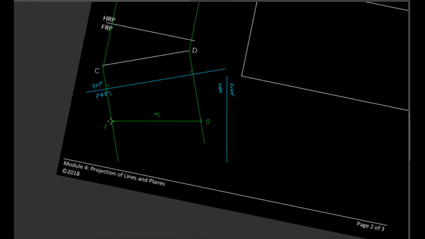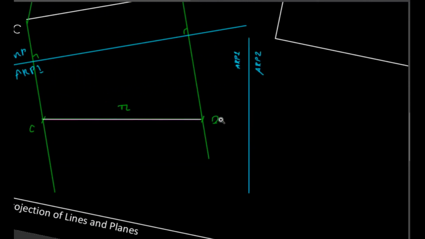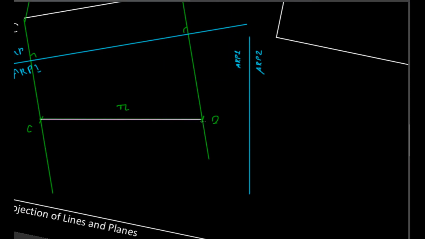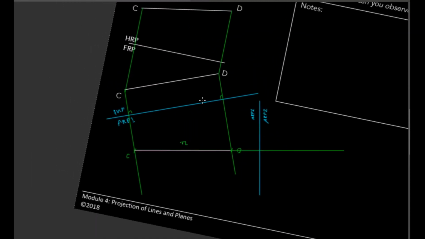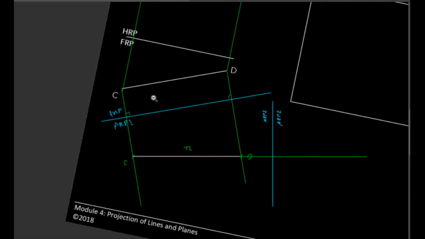Okay, then I project. Notice here, class, since this line CD is perpendicular to ARP1, you actually just get a single projection line for both points C and D. Correct? So both points C and D will lie within this projection line. And since we came from a true length, the observation we made earlier is that all views before and after true length should produce a line that is parallel to the folding line or the reference plane.